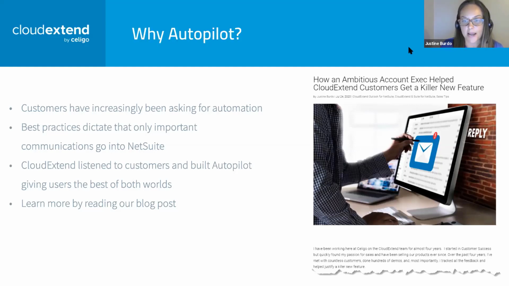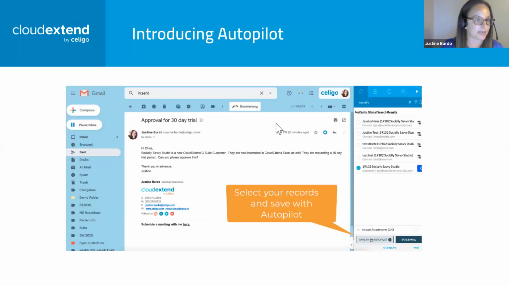So before I actually show you a live demo, I wanted to do a quick walkthrough with some slides, just so I can talk a little bit about each slide and give some tips and tricks on how this works. So first, as you can see here, it's business as usual. So you receive an email and you decide what NetSuite records you want to save it to.